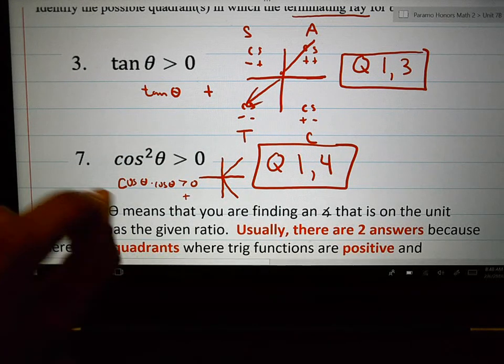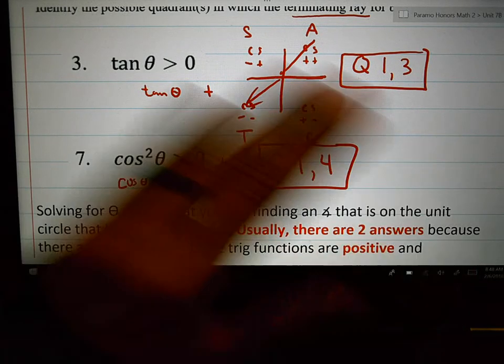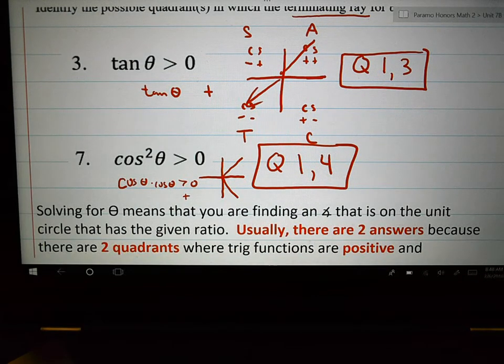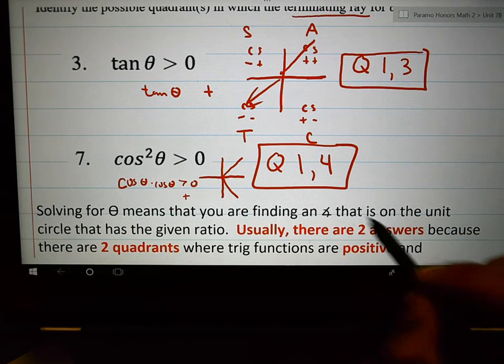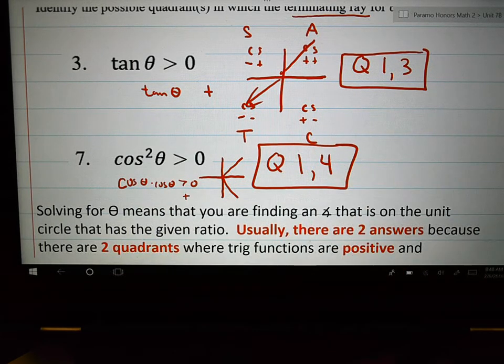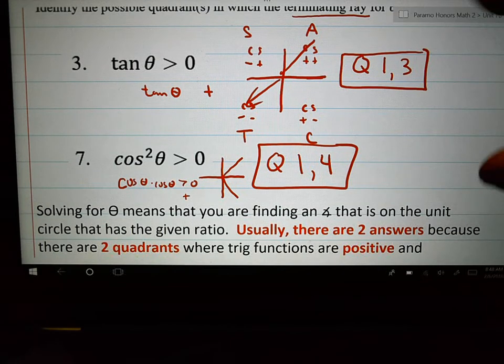We're not asking about theta. We're asking about where it ends, which will be different than what we write down below. Okay? I'm hoping this makes sense to you. Do you have any questions on why 7 is quadrants 1 and 4? Raise your hand if you do. Okay, so you guys are going to get some practice with that.